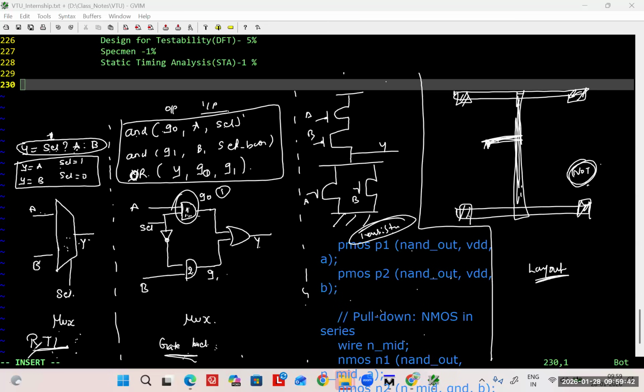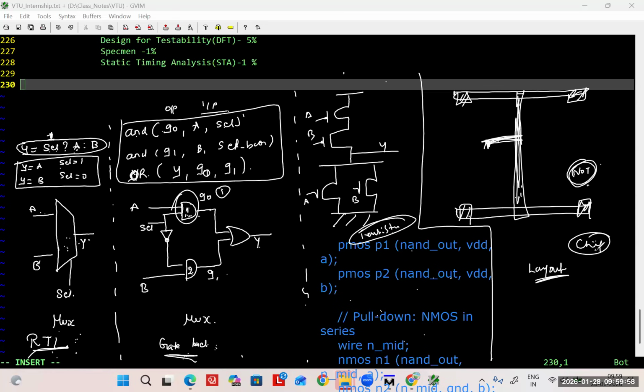Then behavioral. I will not bring behavioral here; we'll keep it as a separate topic and I'll come to it later. Now, why have you drawn this layout? You want to make a chip, a final chip.